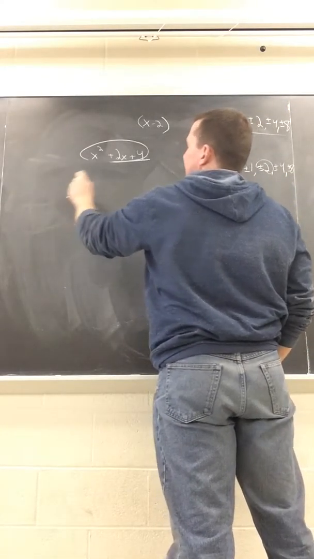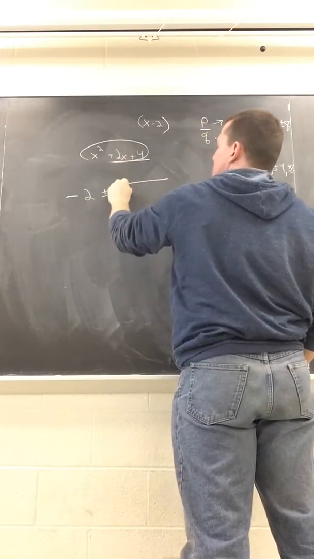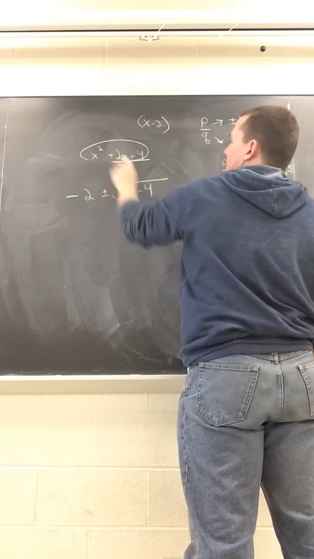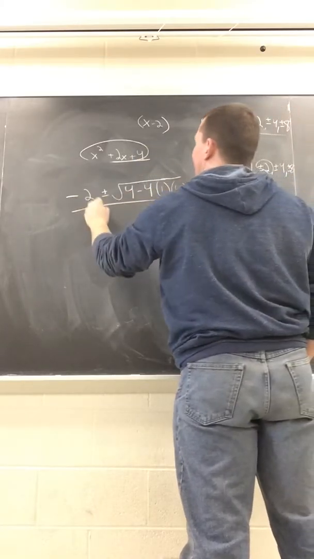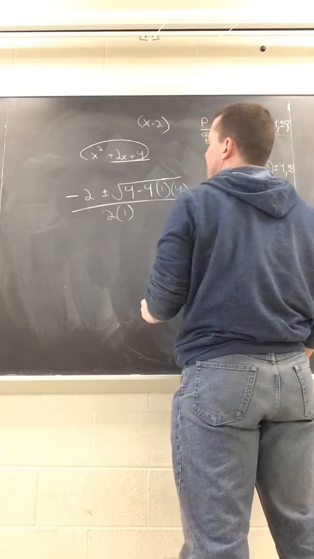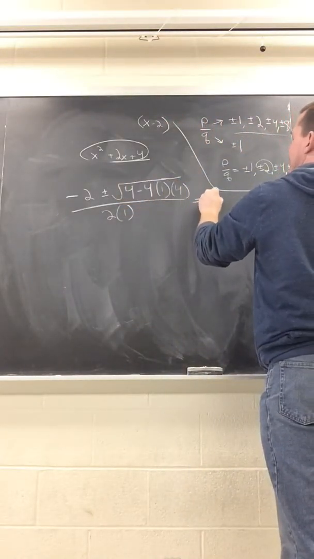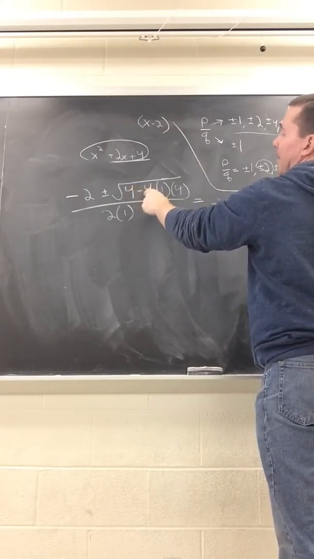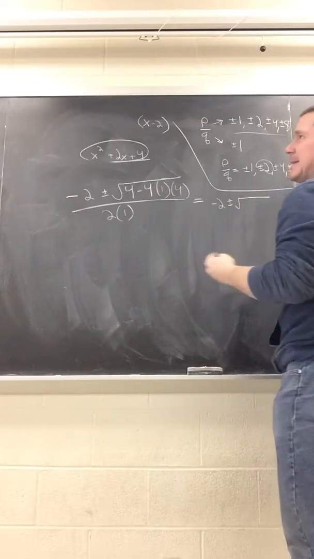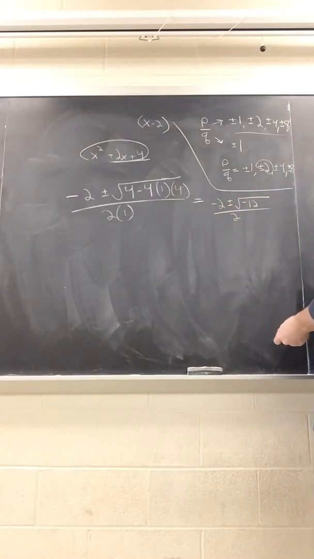So really quickly, I'll get negative b, which is 2, plus or minus the square root of 2 squared, which is 4, minus 4 times a, which is 1, times c, which is 4. All over 2 times a, which is 1. That gives me negative 2 plus or minus the square root. 4 minus 4 times 4 is 4 minus 16, which is negative 12, all over 2.